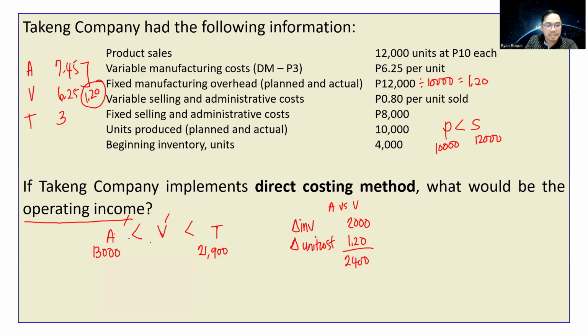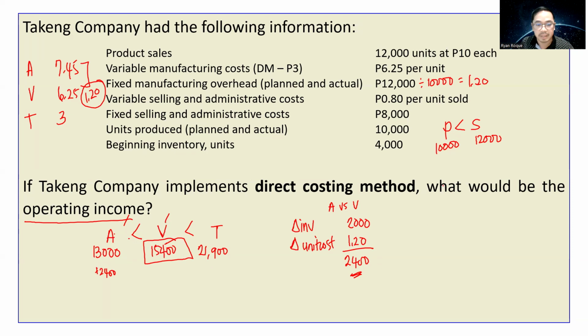Now, A is less than V. By how much? 2,400. So therefore, to arrive at the income under variable costing method, A should be less than V. So therefore, we just have to add 2,400. So this is 15,400. Okay? So that's the answer under variable costing method.